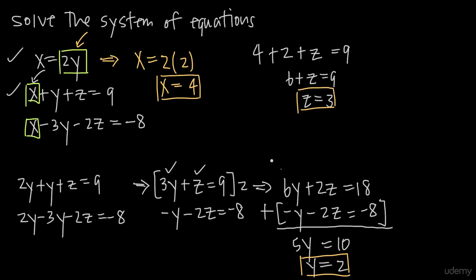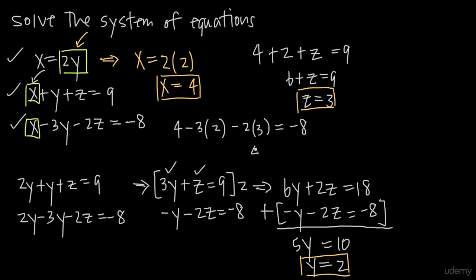So I know that with the values x equals 4, y equals 2, and z equals 3, these first two equations are true. But I want to prove to myself that this is the right set of values by plugging all three of them into this last equation here. So when I do that, I have x equals 4, I'll plug that in for x, I'll get 4. I have minus 3y, so I want to say minus 3 times y equals 2, minus 2 times z, I know z is equal to 3, and I have equals negative 8.